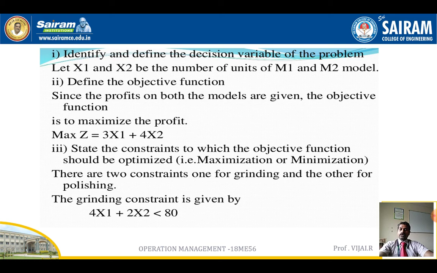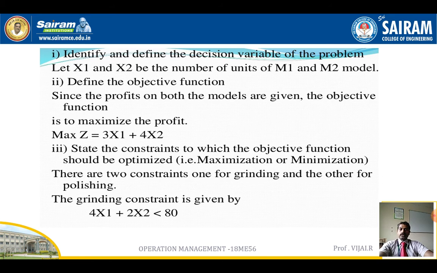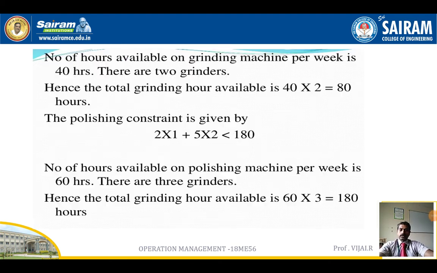4 into x1 plus 2 into x2 less than or equal to how many hours it can work. Each grinder works for 40 hours, and there are 2 grinders. One grinder works for 40 hours, so 2 into 40 is 80. That is what the equation gives, 4x1 plus 2x2. The available grinding hours per week is 80. And now the polishing constraint.